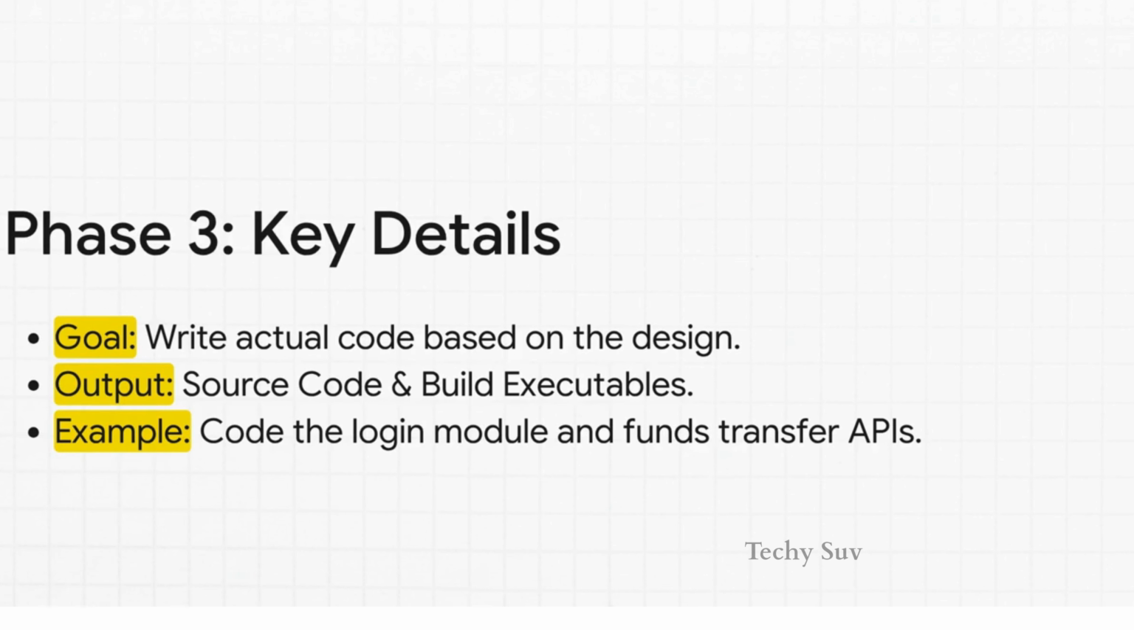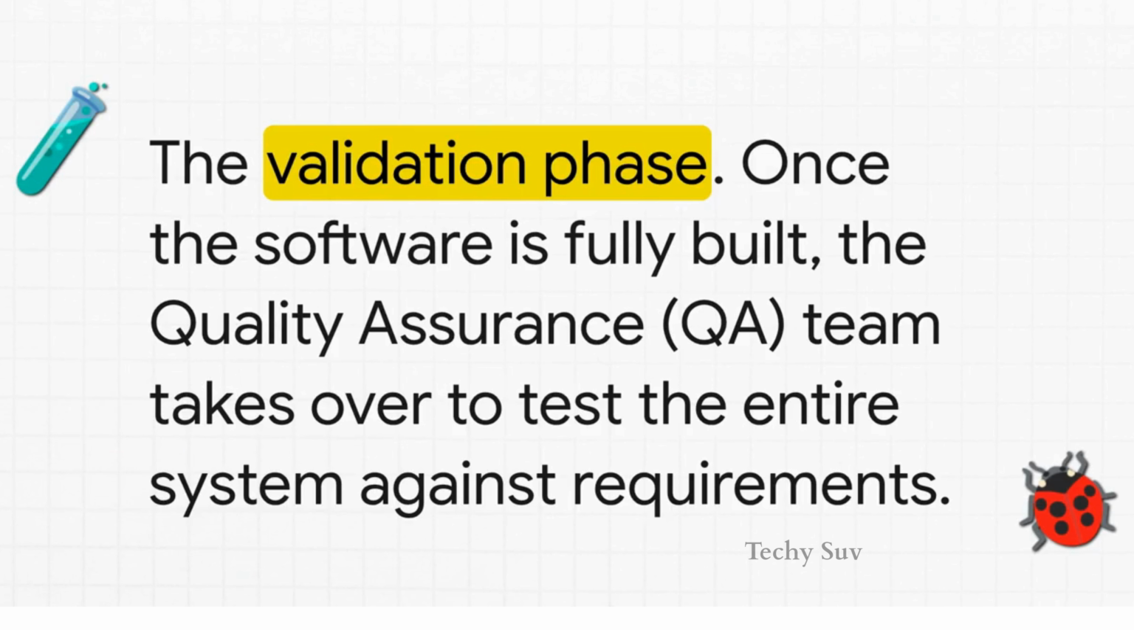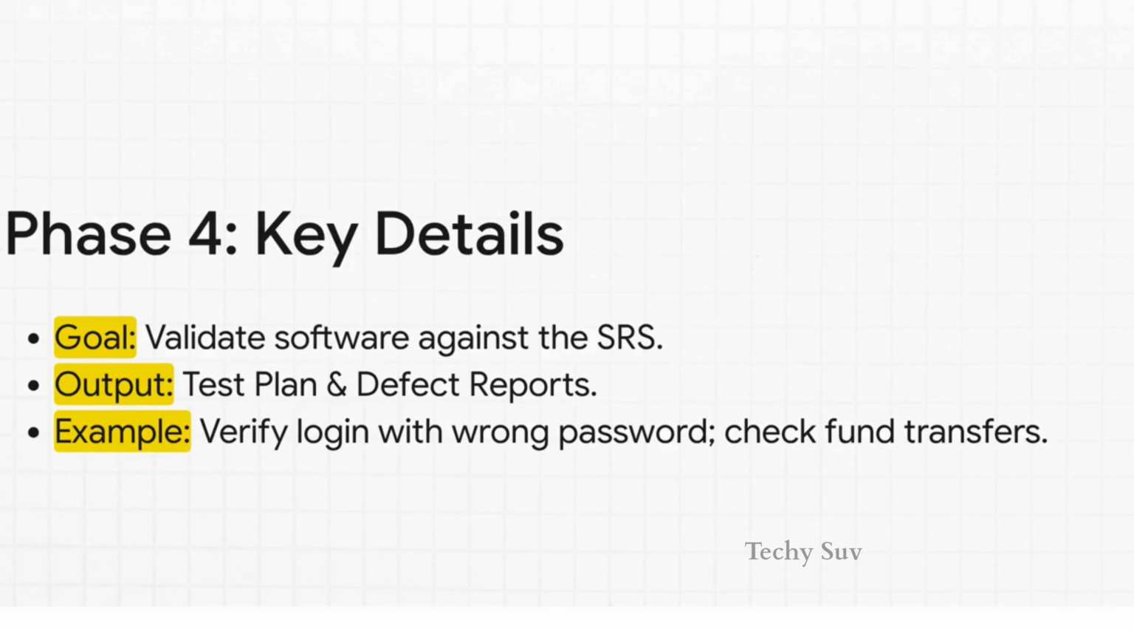For our app, this is where the actual login screen gets built, and the back-end systems that handle things like transferring money are created. So once all the code has been written and all the different pieces are put together, the entire system gets handed over to the quality assurance team. We usually just call them QA, for some serious testing. Now, this is so important.